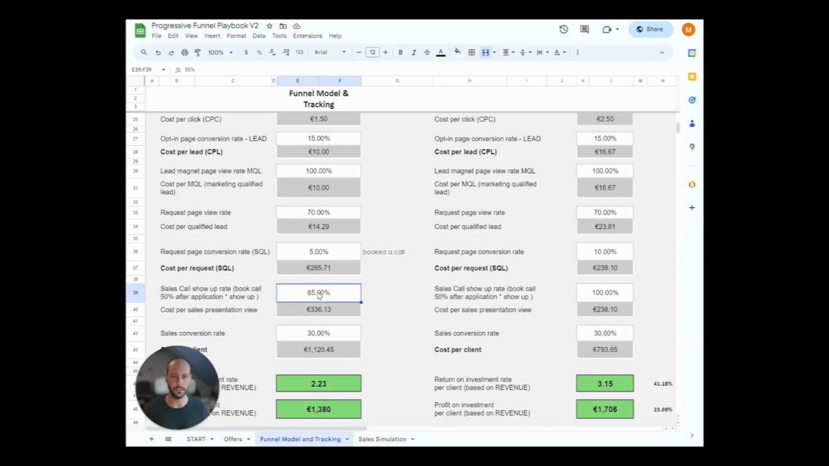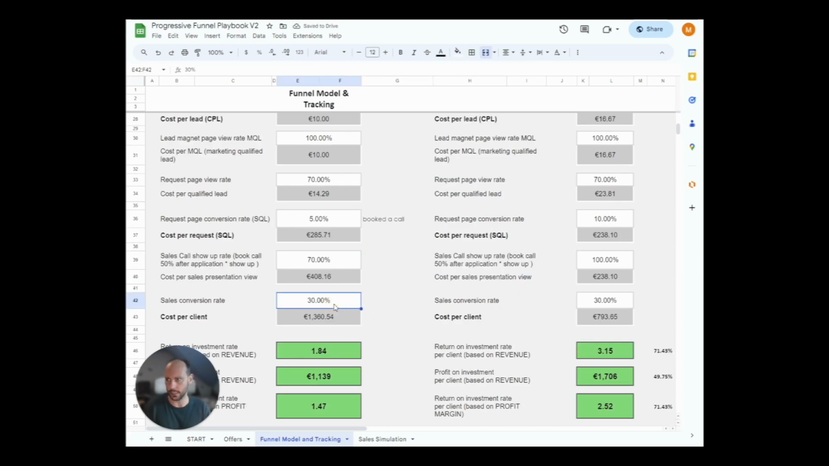Then the next step is how many of those show up in the sales call. In the beginning, typically it's 60%. Sometimes if you optimize that, and you don't just say, hey, let's have a call, but hey, let's have a call and plan your whole funnel, then there is a higher value. So people are more likely to show up in the call. So 70% would be cool, 60% is the minimum.